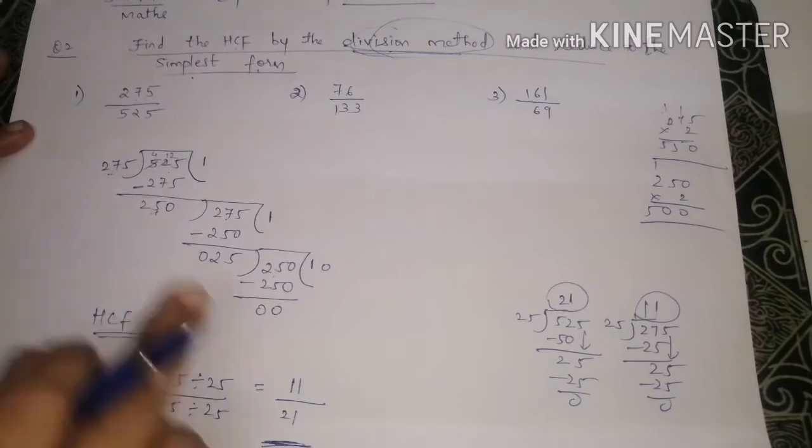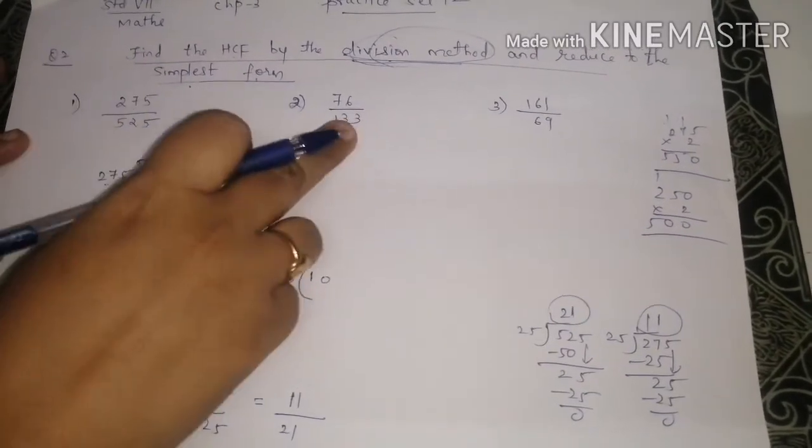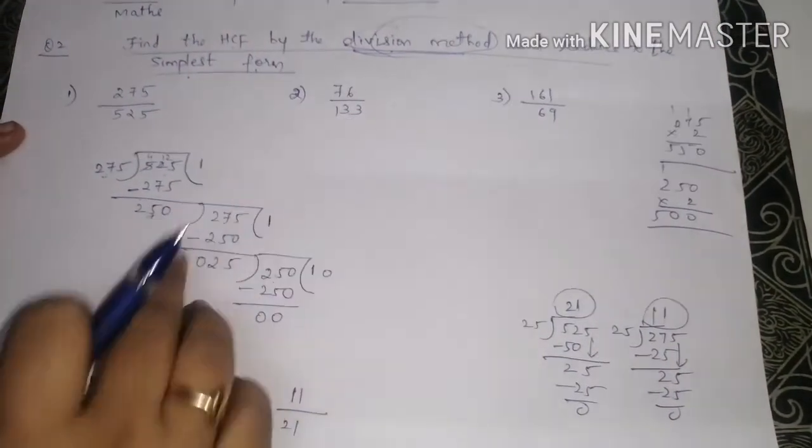Is it okay, children, to divide this way? Similarly you solve the remaining two sums. The second one is 76 by 133.